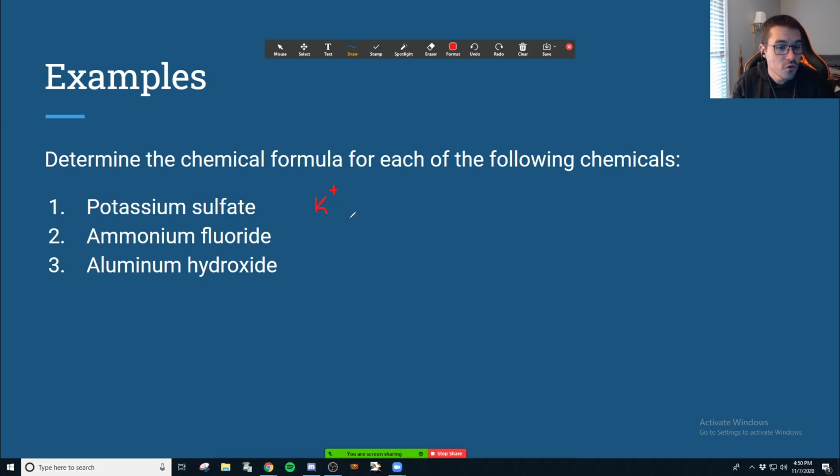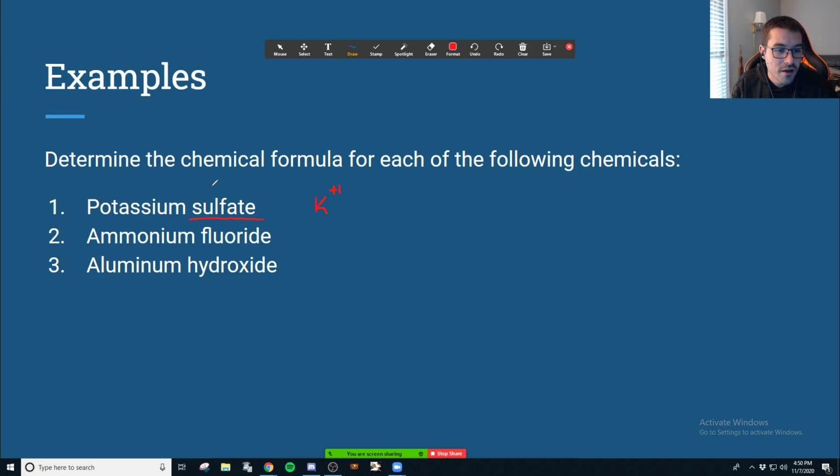If it was +2, for example, I would need to write +2. But if it's +1, I'm allowed to just write a single plus sign. You're also more than welcome to write +1. Both are fine. Just to let you know, sometimes if you're on a website or in a textbook, you may only see K plus rather than K +1, but they mean the same thing. Okay, sulfate is a polyatomic ion.